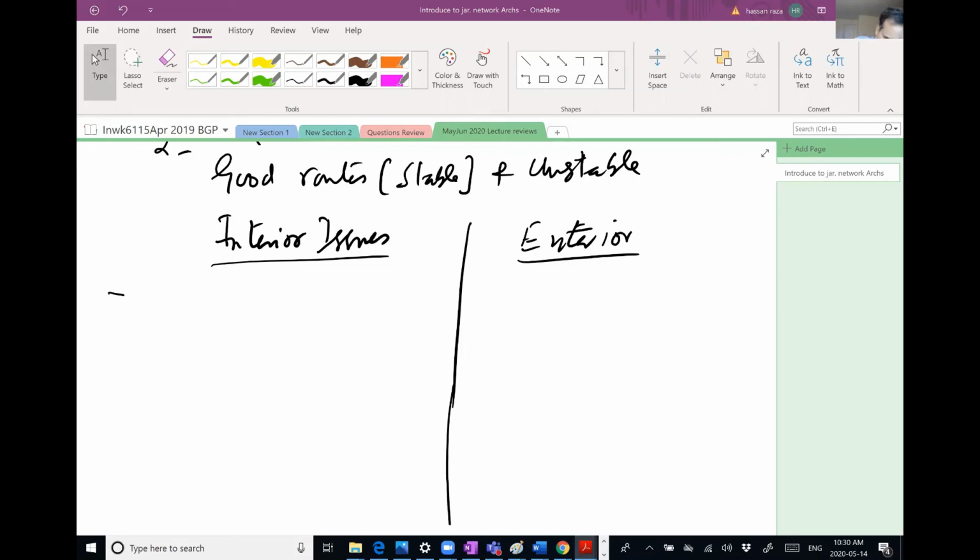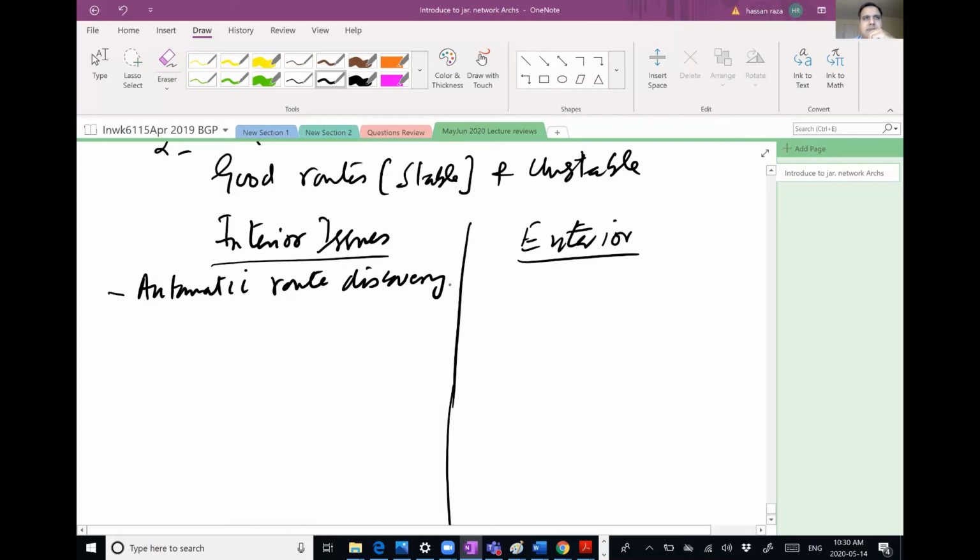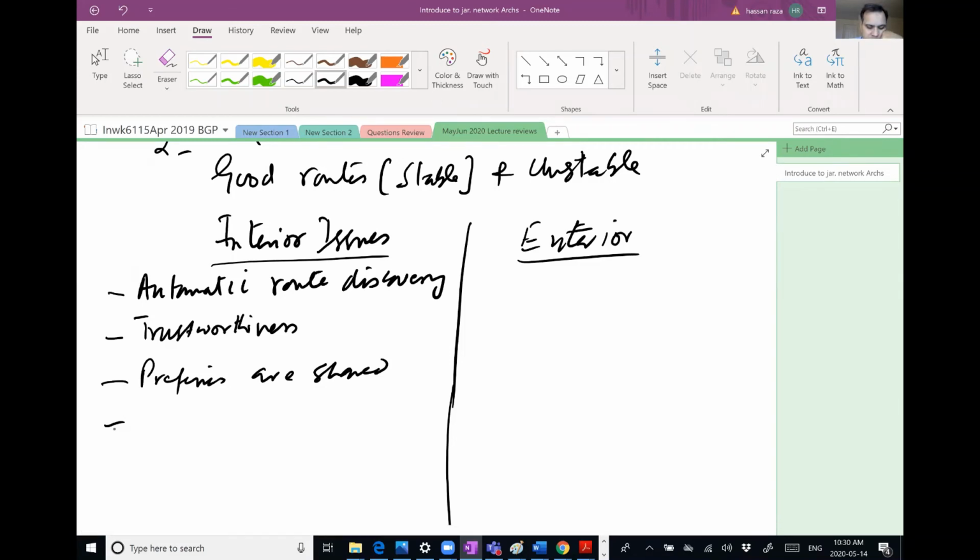Okay, so in interior routing, as we knew, we have automatic route discovery. There is trustworthiness. Everybody's internal. Everybody knows everyone. So all the prefixes are shared. And then there is an admin distance involved, and there is only one admin distance value. Every routing protocol, RIP and OSPF and everyone, has an admin distance, 110 or whatever it is.